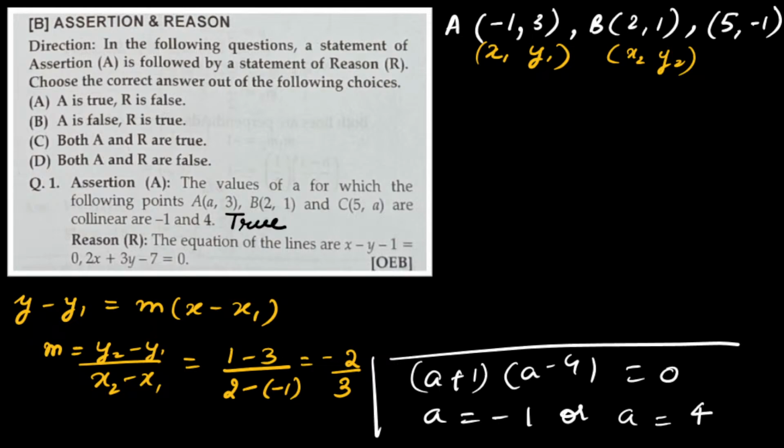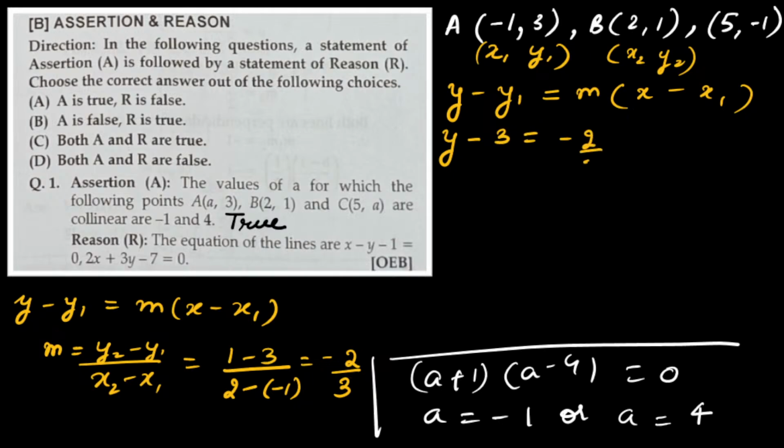So is it clear? Because we want to use the point form which is y minus y1 is equals to m into x minus x1. So y as it is, we can write y1 is 3, m's value is minus 2 by 3, x minus x1, x1 is minus 1. So minus 1 here we have to write.